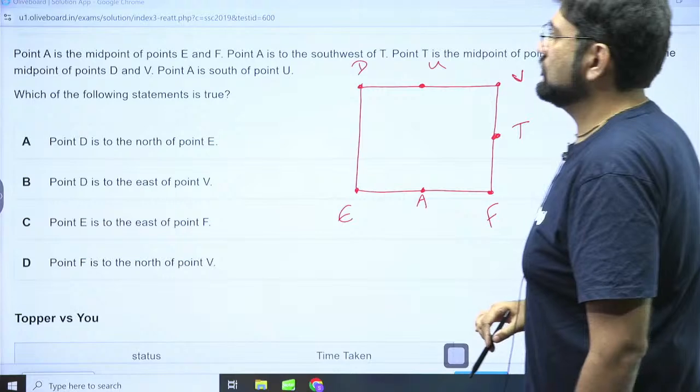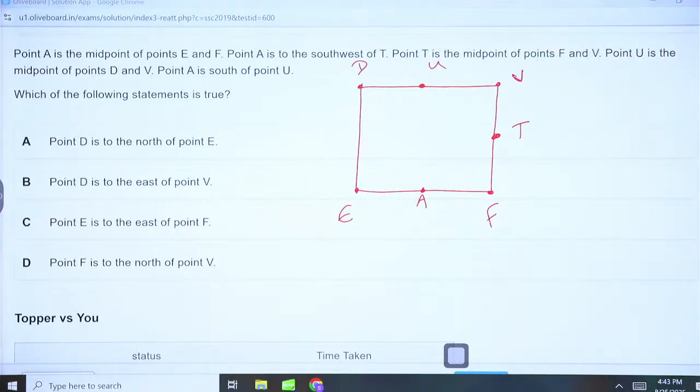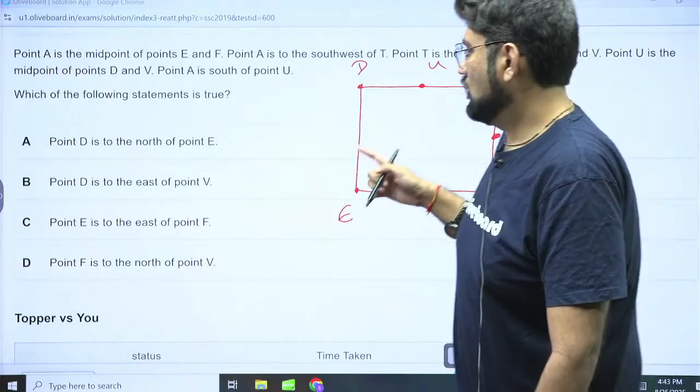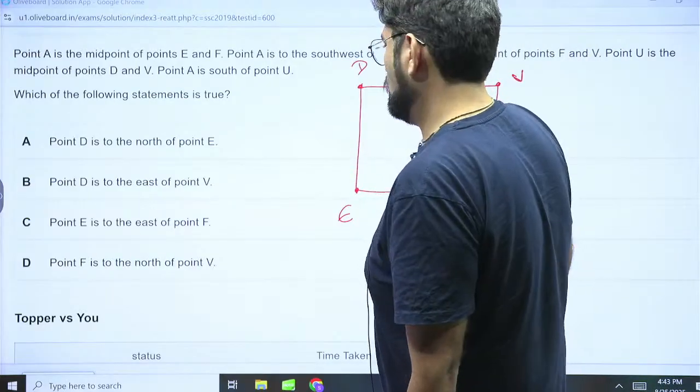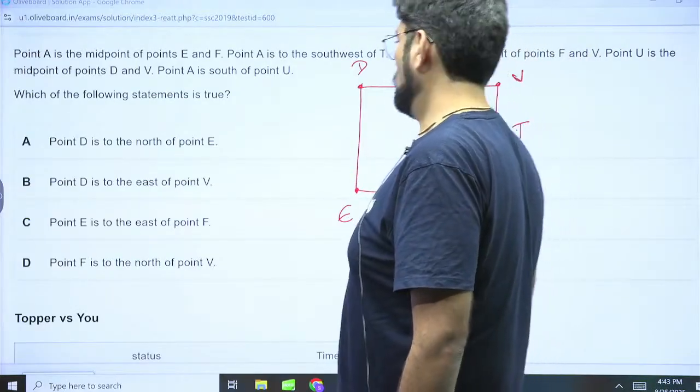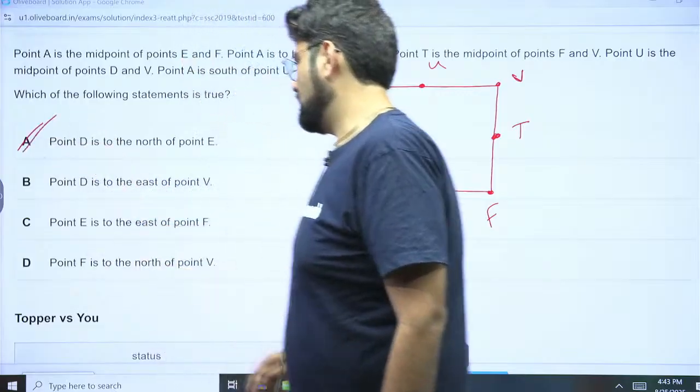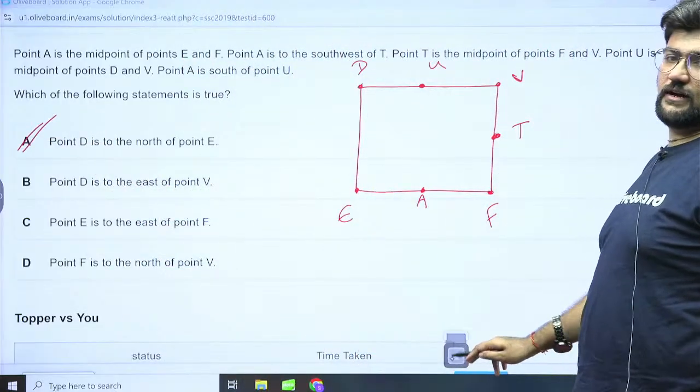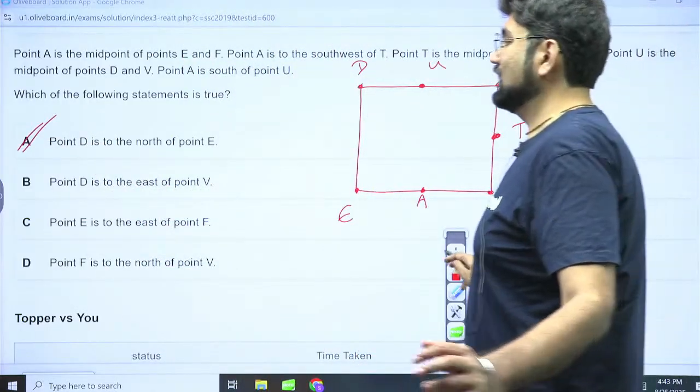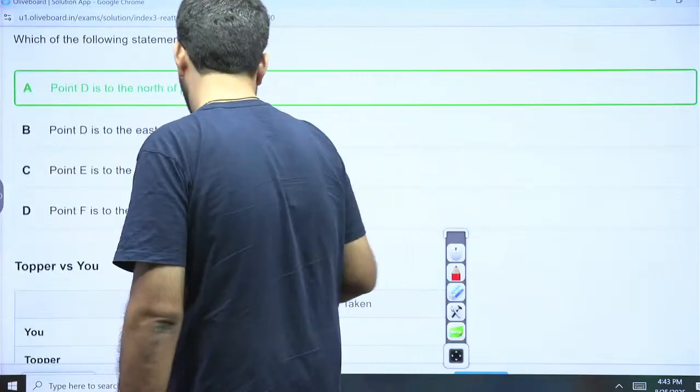The question is asking me which of the following statements is true. Point D is to the north of point D. Yes. Point D is to the east of point V. No. Point E is to the east of point F. No. Point F is to the north of point V. No. So obviously option A is the right answer. Why did I check the rest of them? Just because. Why not? Just in case. But only here, not in the examination.